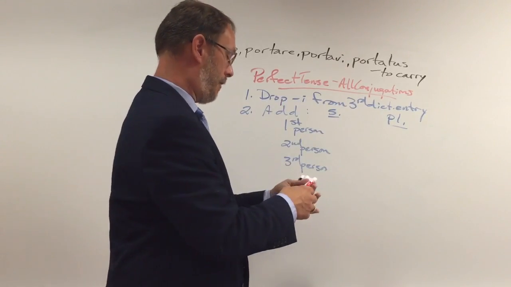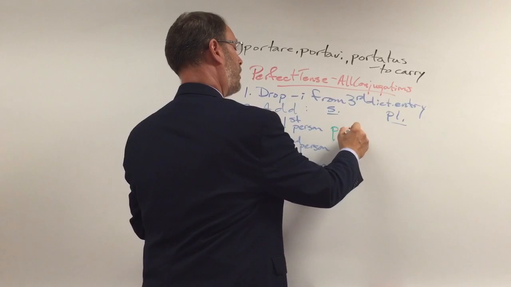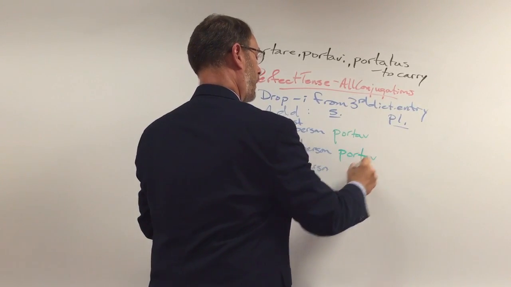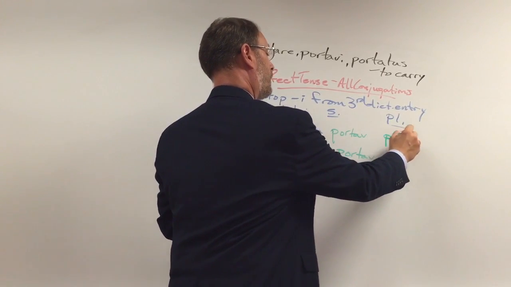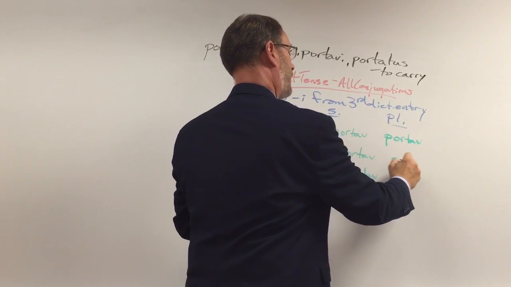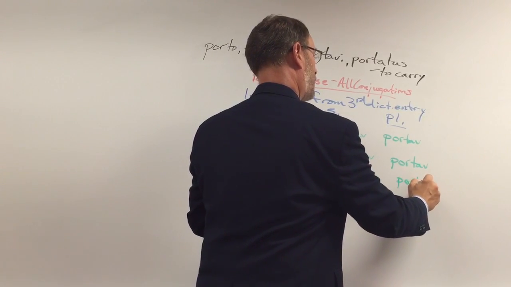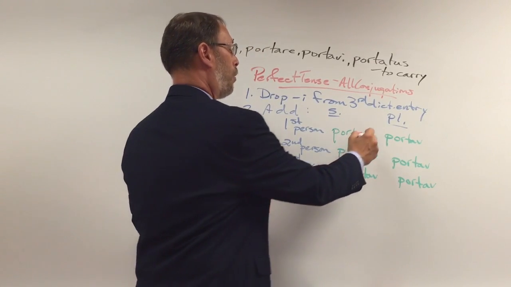If we're dropping the I from the third part, we should have P-O-R-T-A-V as our stem. And as I always say, I like to write that down everywhere so we don't have to figure it out again later. So now we got our stem, P-O-R-T-A-V, and now we simply add on our endings.